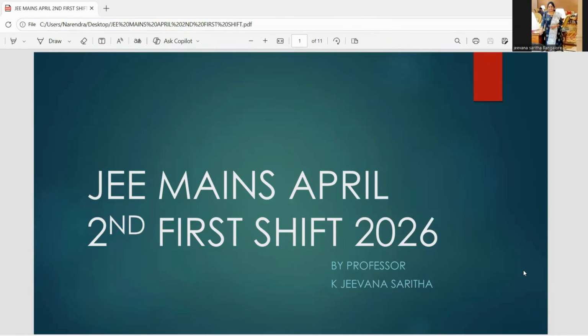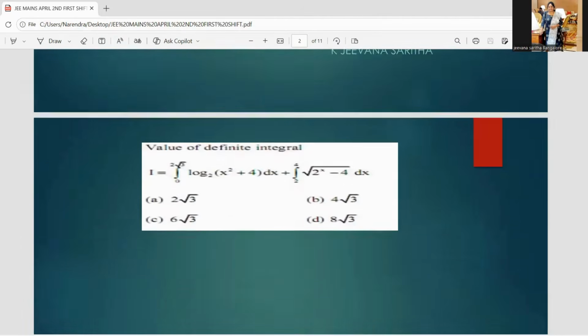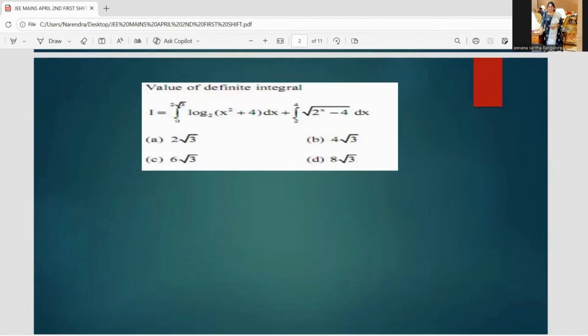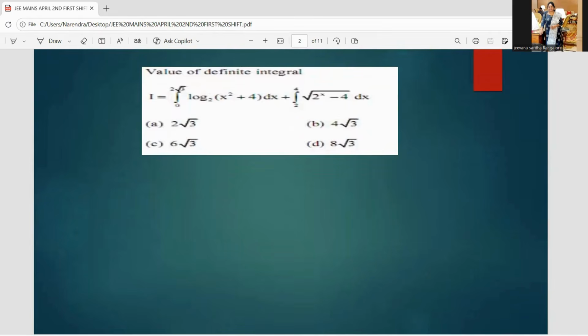Hey guys, let's see the questions which can take less than a minute to solve. This is from the April 2nd first shift paper. The first question is on integration. Some of the questions require a standard result. If you are already aware of the standard result, then it becomes easier for you to solve this question in less than a minute. So let's see this question. It's a question from definite integration.